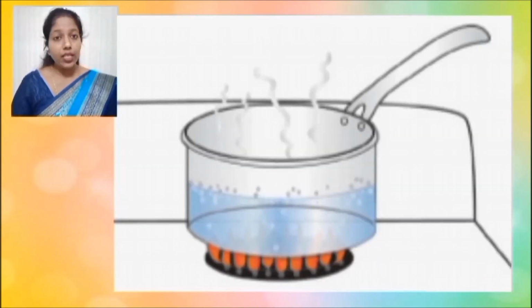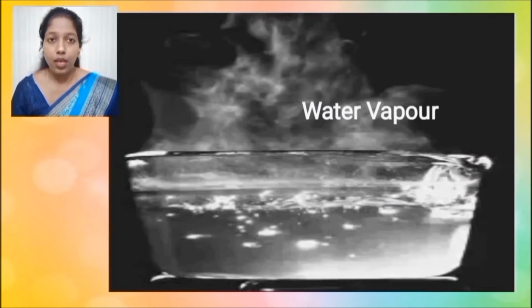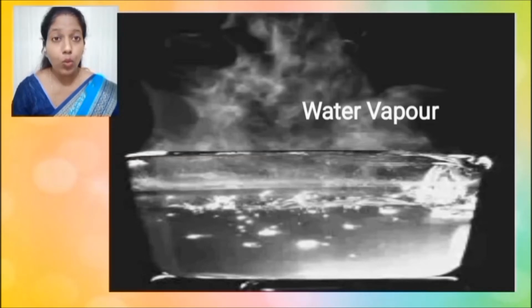When you heat the water in a vessel, after some time you must have noticed that smoke appears on the top of the vessel. This smoke is water vapor. So what is water vapor? When liquid water is heated, it changes into gaseous form. Water as a gas is called water vapor.